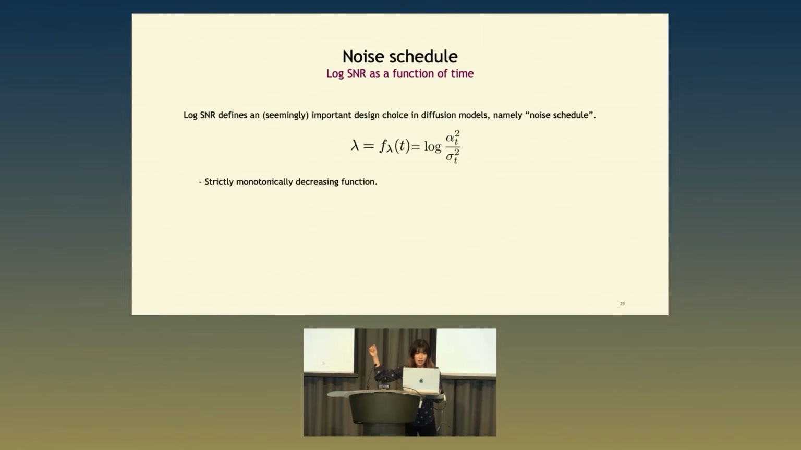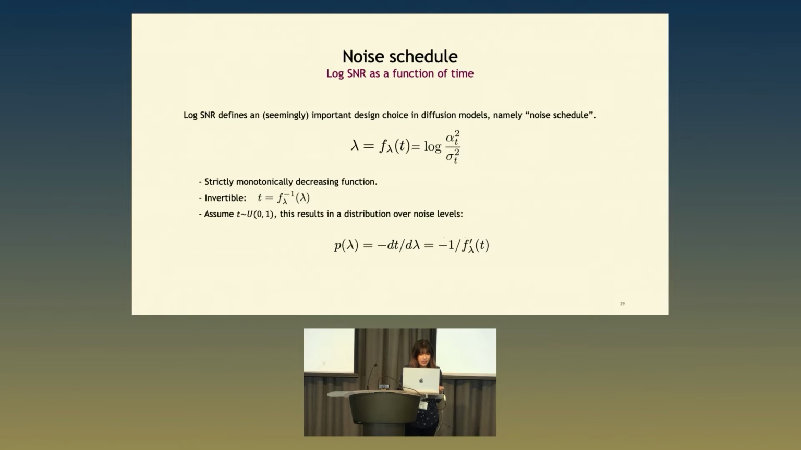This function is usually assumed to be strictly monotonically decreasing, which means as t goes larger, we have less signal but higher noise. And it's invertible because it's strictly monotonically decreasing. Another interpretation of it is that if we assume t is uniformly sampled, then this actually defines a distribution over lambda, the log signal-to-noise ratio.